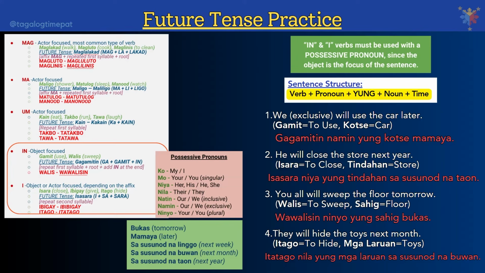So these are just some examples on how to use the future tense conjugation of these verbs. And it gives a good practice on how to use this sentence structure where the verb comes first, then it's the pronoun, and then sometimes an object, and then the time goes at the end. So hopefully you can recognize this pattern when you hear native Tagalog speakers speaking Tagalog.